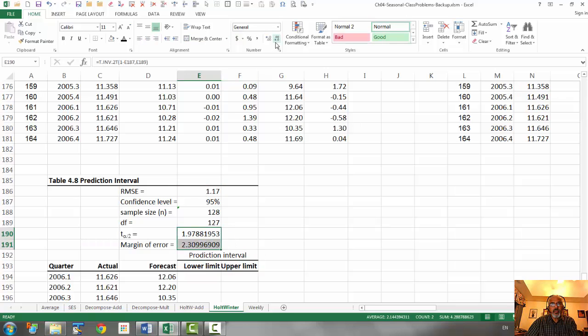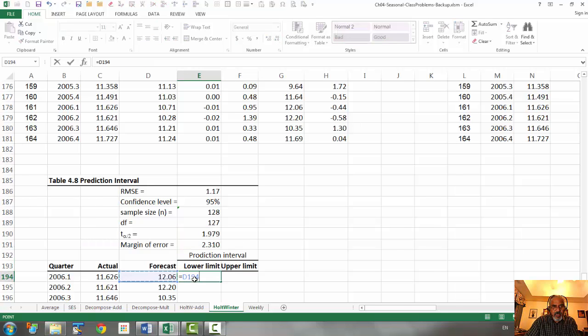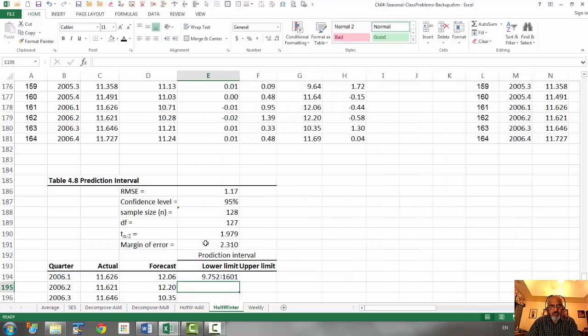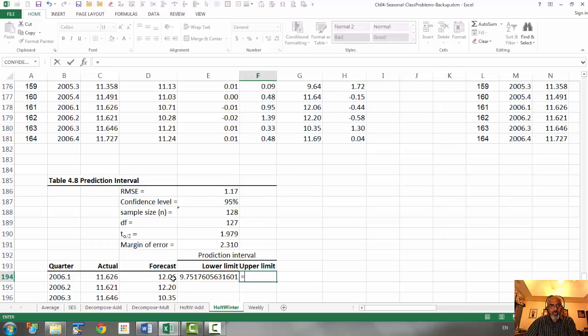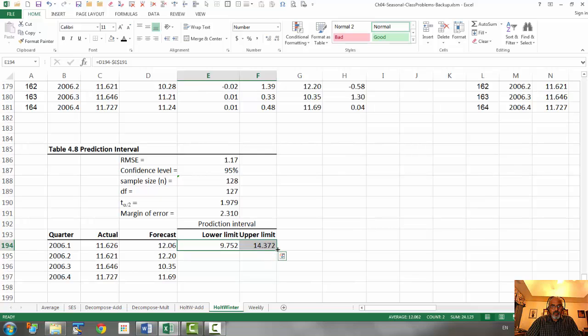So once we have the margin of error set up, then we can take the actual forecast minus the margin of error, make that absolute reference, for the lower limit, and the forecast plus margin of error, absolute reference again, for the upper limit. And then we can copy that for the remaining quarters. We need to format the decimal places here, and it'll be alright.